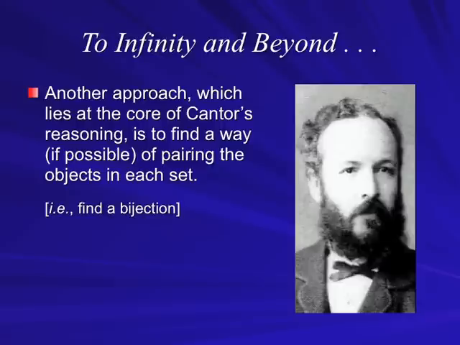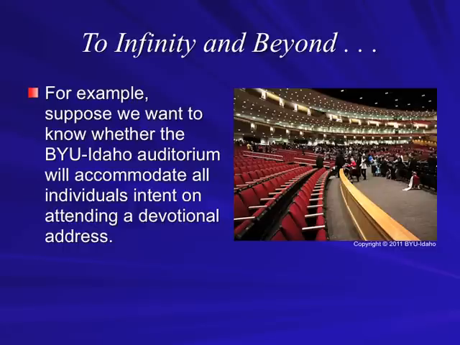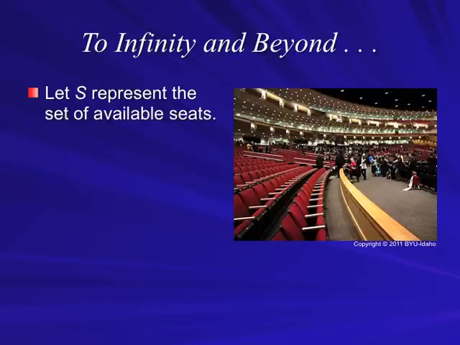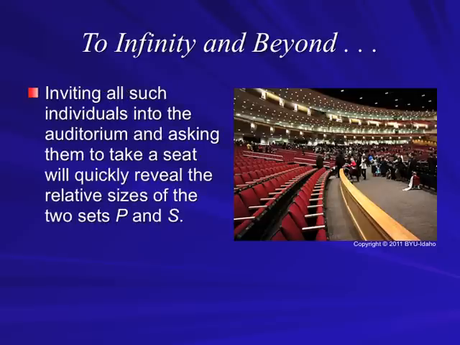Another approach, which lies at the core of Cantor's reasoning, is to find a way, if possible, of pairing the objects in each set. For example, suppose we want to know whether the BYU Idaho auditorium will accommodate all individuals intent on attending a devotional address. Let P represent the set of people who would like to attend the devotional. Let S represent the set of available seats. Inviting all such individuals into the auditorium and asking them to take a seat will quickly reveal the relative sizes of the two sets P and S.